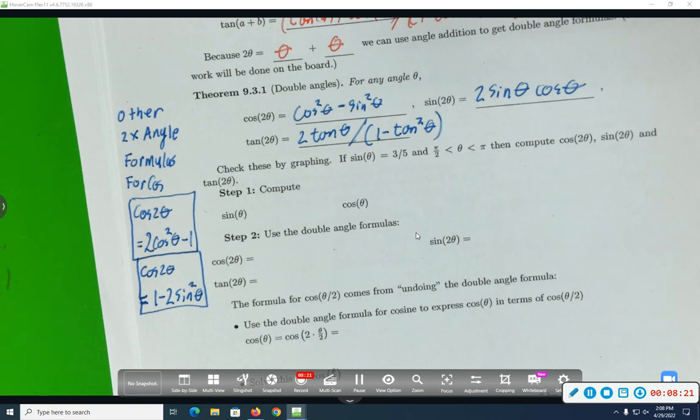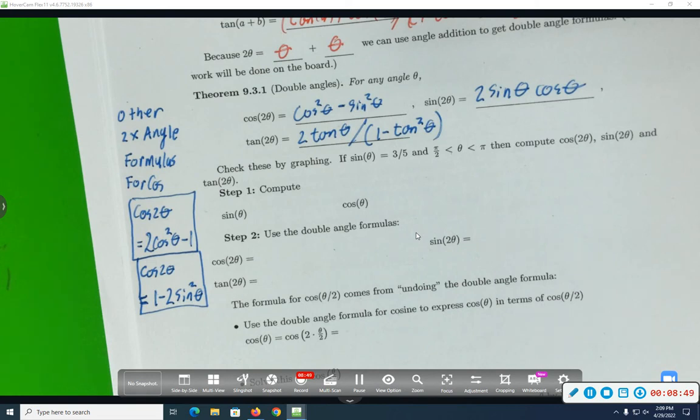So let's suppose I give you an angle theta, and I'm not telling you what the angle is, but I am telling you that sine of this angle is 3/5, and that this angle is somewhere between pi over 2 and pi. Let's use that to determine everything about 2 times theta. So let's proceed.